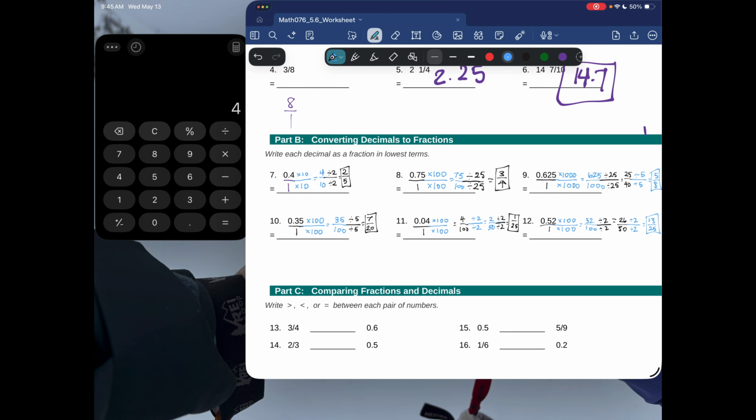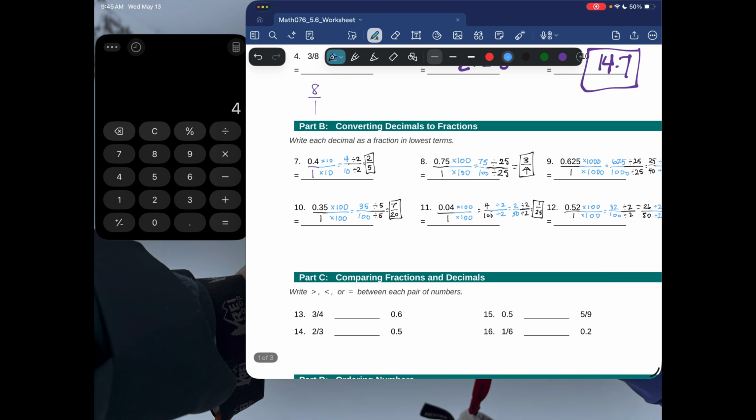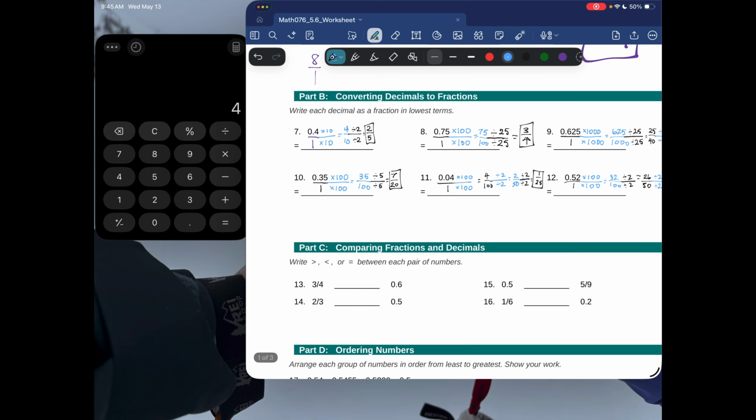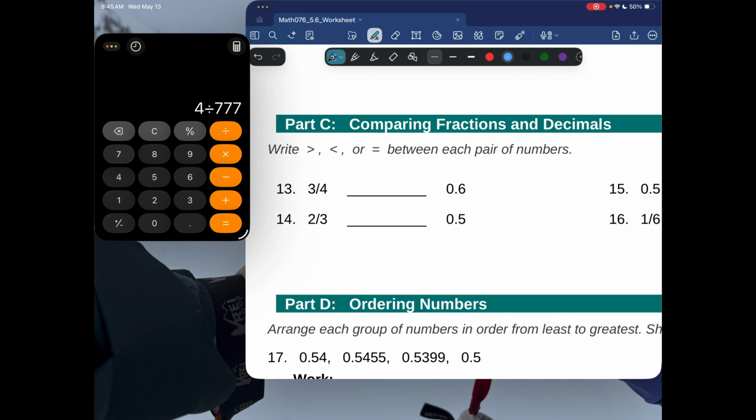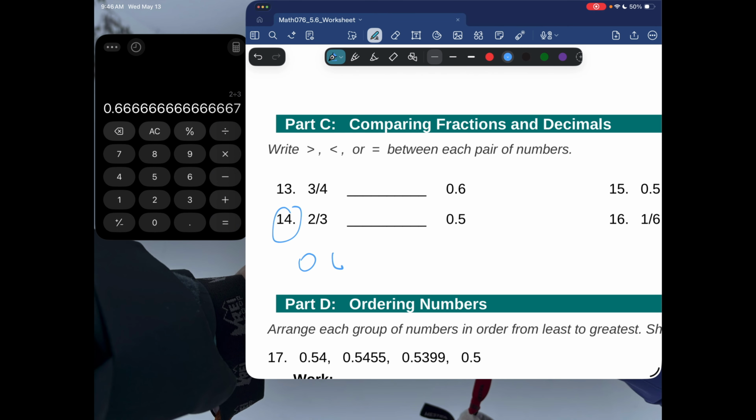Now we want to do some greater than or equal to, or as I like to call them, alligators, between fractions and decimals, okay? I'm going to do 14 because it gives me more room to write. So 2/3, I need to convert that into a decimal. I'm not going to do fractions and come up with a common denominator. No. I can just do decimals. So I got 2 divided by 3. I'm doing number 14. 2 divided by 3 is 0.6.